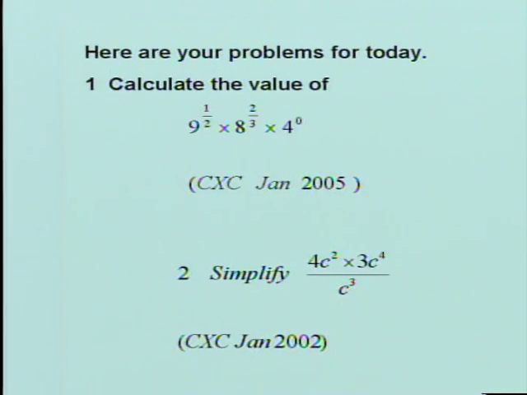Here are your problems for today. The first one, calculate the value of 9 to the power a half times 8 to the power 2/3 times 4 to the power 0. This one is taken from CXC January 2005. The second problem, simplify 4c squared times 3c to the 4th power divided by c to the 3rd power. This one is taken from CXC January 2002.